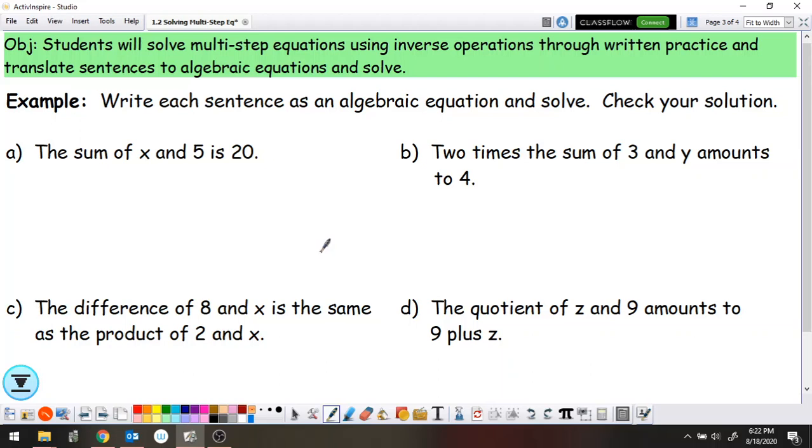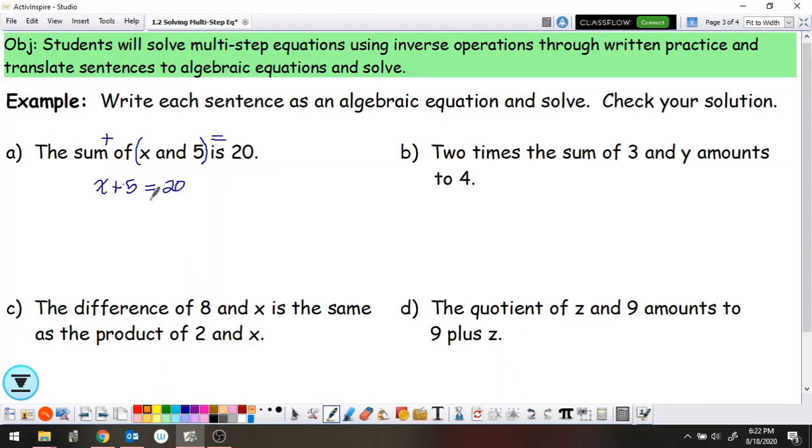So our first one, the sum of is plus. X and 5, that's what we're going to be adding together, so I'm going to put that in parentheses, is 20. So now I can write my equation. X plus 5 equals 20, because is another way of saying equals.